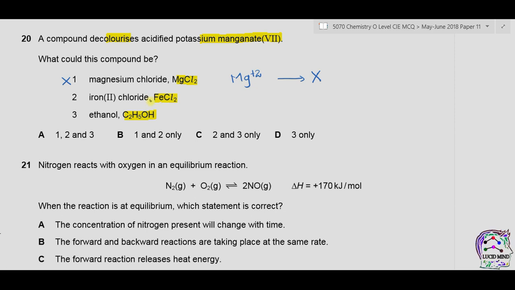Second is iron(II) chloride. Now in iron(II) chloride, the oxidation state is given, as it is a transition element. Iron is +2. It can be further oxidized to iron +3. So oxidation can occur for iron +2 as it is a transition element. And when iron +2 is oxidized to iron +3, potassium manganate will be decolorized. In option 3, we have ethanol. Now ethanol can be further oxidized by potassium manganate to carboxylic acid. So as ethanol is oxidized, potassium manganate will be reduced, so it will be decolorized. Option 3 is also correct. As only options 2 and 3 are correct, the answer is C.